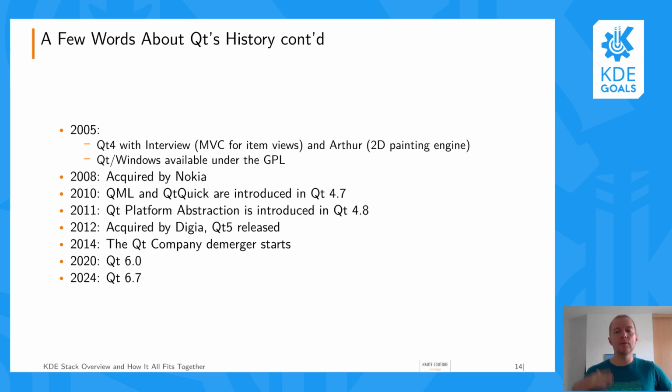A couple of years later, Trolltech gets acquired by Nokia. We see QML and Qt Quick appearing in 2010. And in 2011, the Qt platform abstraction is introduced in 4.8. It was not very much leveraged back then. There were still many things which were not going through that abstraction.